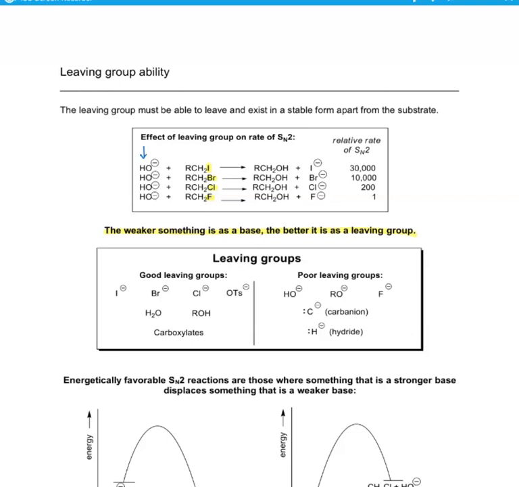So what we see when we compare the rate of SN2 reaction in all of these is that the alkyl iodide reacts 30,000 times faster than an alkyl fluoride. So iodides and bromides, I and Br, are excellent leaving groups. Chlorine is okay, so its relative rate is only 200 to 1 compared to fluorine, but it's still reasonable as a leaving group.